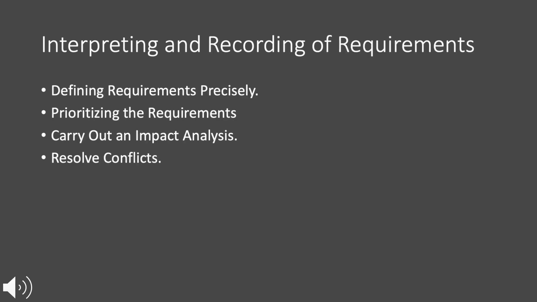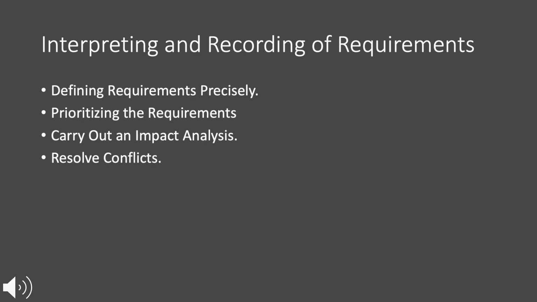Interpreting and recording requirements. After you categorize the requirements, the next step is interpreting and recording those requirements which are achievable. Here are some ways of analyzing and interpreting the requirements. Defining requirements precisely. Make sure that the requirements are laid down properly, sufficiently detailed, and in accordance with the business needs. Prioritizing the requirements. You can make a list of requirements ranging from the most important. Carry out an impact analysis.